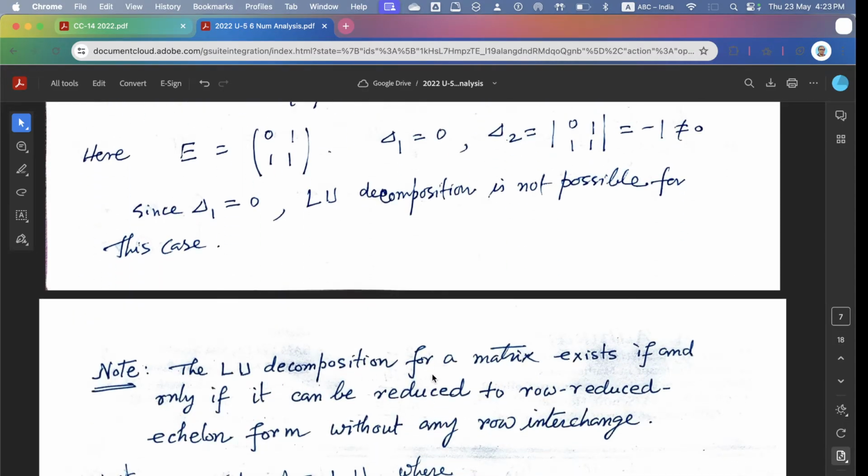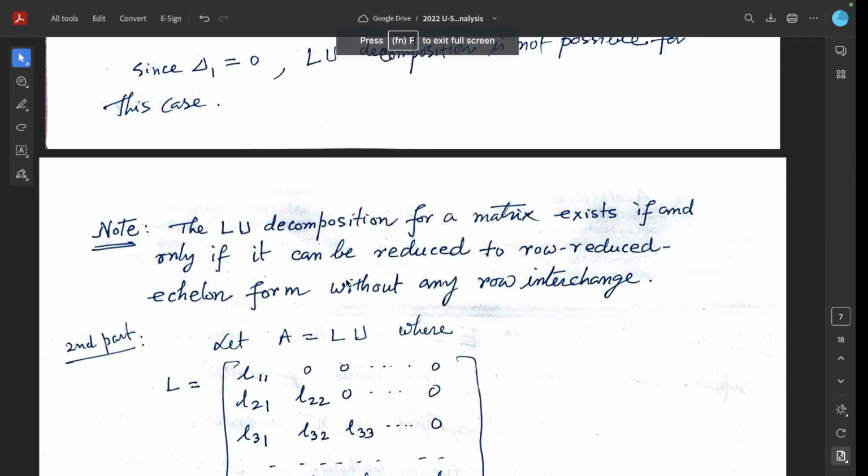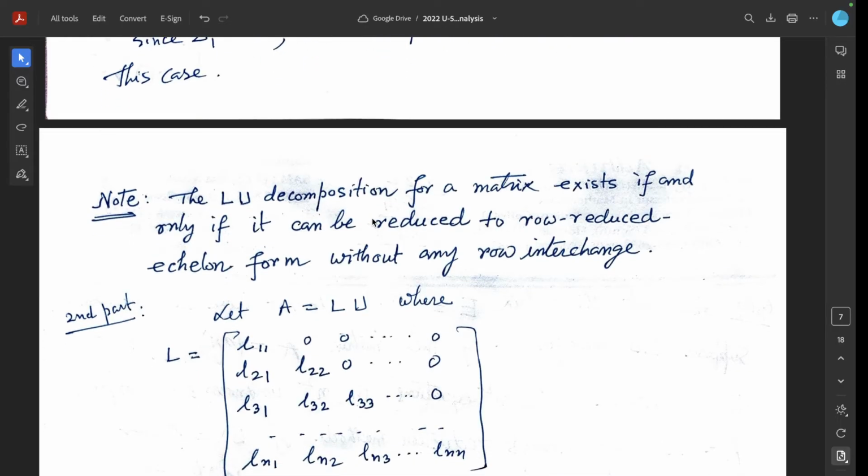Note, the LU decomposition for a matrix exists if and only if it can be reduced to row reduced echelon form without any row interchange. So LU decomposition of a matrix exists if and only if this holds. It means the matrix can be reduced to row reduced echelon form without any row interchange. Then LU decomposition for a matrix exists. This is the more general theory.